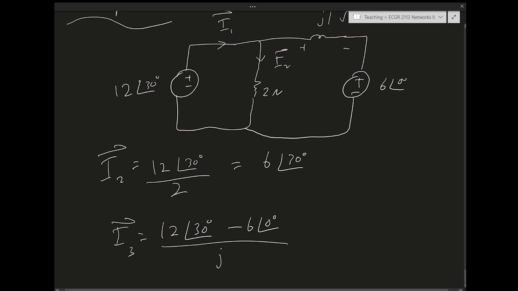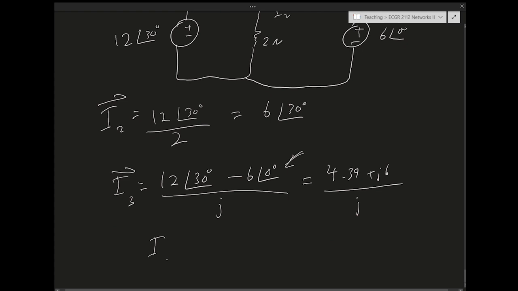Right? So this gives me, let me convert this to rectangular and sum. This gives me 4.39 plus j6 over j. And finally, this is equivalent to 1∠90 degrees, right? If I turn everything now to polar, we end up with I3 equals 7.44∠-36.21 degrees amps.